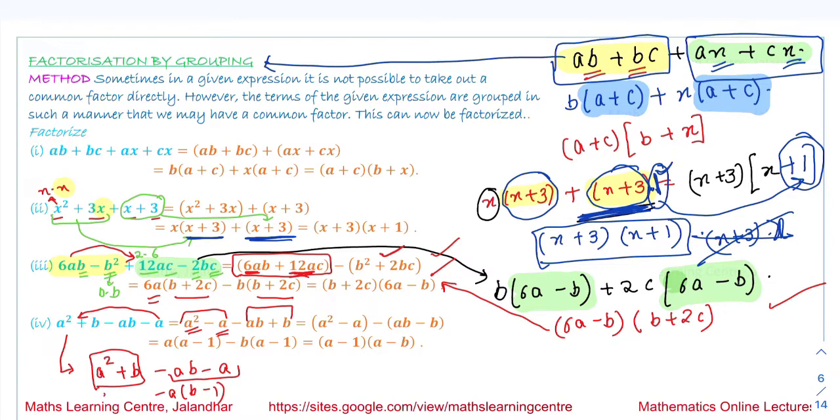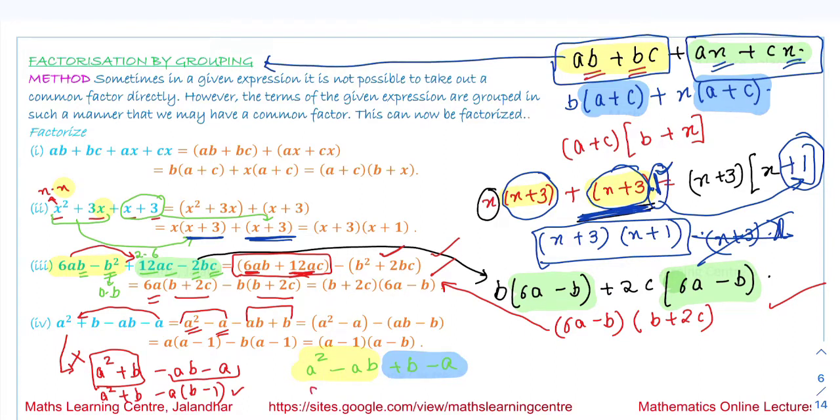Then we have the term a square plus b minus this, and we cannot simplify it further. So grouping cannot take place in this form. Next, what we can do is write a square, suppose I am writing, minus ab plus b minus a. Now how am I making the groups? It is a square minus ab, and the second group is b minus a.